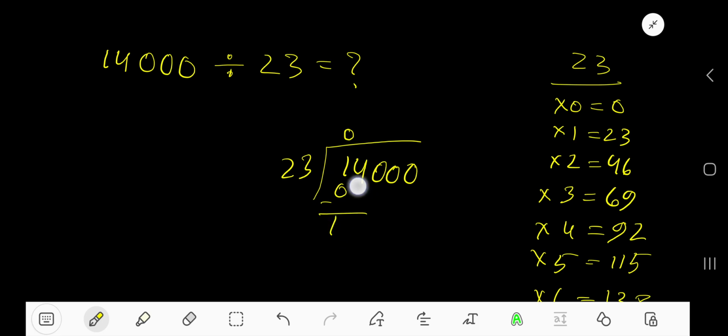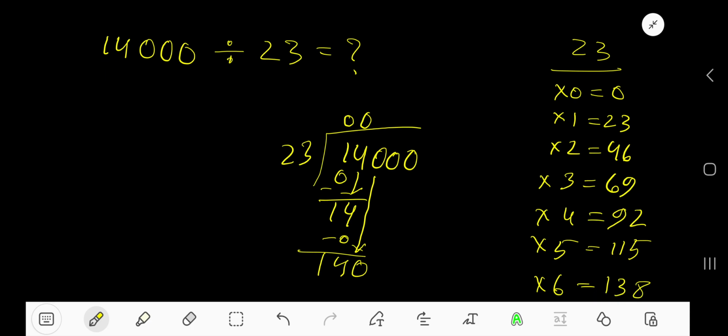Subtract 1. Bring down this digit, 14. 23 goes into 14 how many times? 0 times, as 14 is less than 23. 0 times 23 is 0. Subtract, you are getting 14. Bring down this 0. Now you have 140.